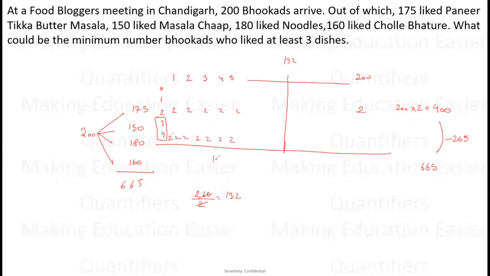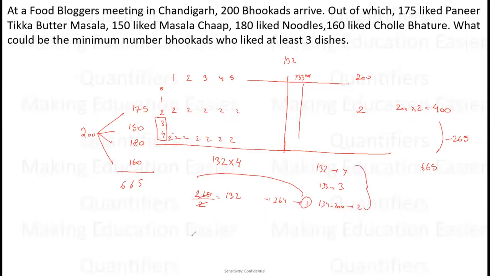So these 132 people have got 4 each. Now out of 265, divided by 2, 264 are distributed to 132 people, and one chocolate is still left. So one chocolate will be given to that 133rd person. He will have 3 chocolates. So up to 132, each one has 4 chocolates. 133rd person has 3 chocolates, and from 134 to 200, the rest of them have 2 chocolates each. So this is the distribution. In this way, the minimum number of people having at least 3 is 133.